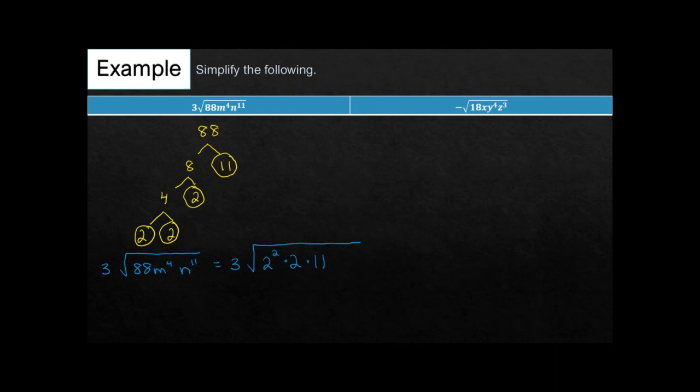m to the 4th, so that exponent's okay. That's 4, I can divide by 2. And then we've got n to the 11th. So 11 is not okay. I can split that up as n to the 10th and then another n. So I've got lots of things going on here. I'm probably actually going to run out of room. I should have put these each on their own slide with how long they're getting.